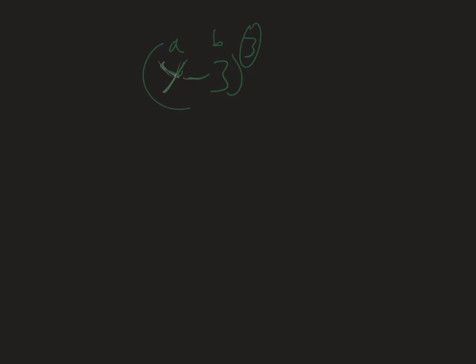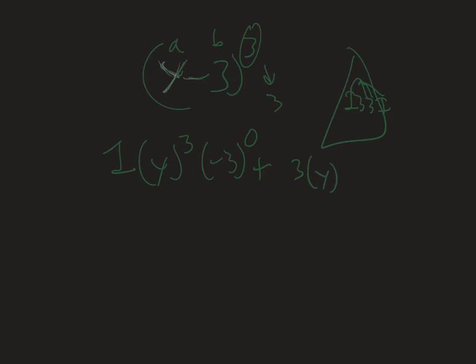Then we find that the exponent is 3, which means, using Pascal's triangle, 1, 3, 3, 1, four coefficients. Then we do the first term, starting with the first coefficient: 1 times y to the power of 3 with negative 3 to the power of 0, because we always want to start with the a value having the highest exponent and the b value having the lowest exponent, plus 3 times y squared.